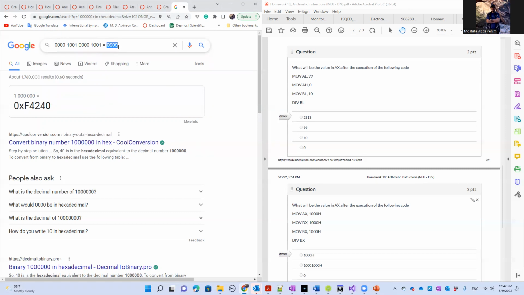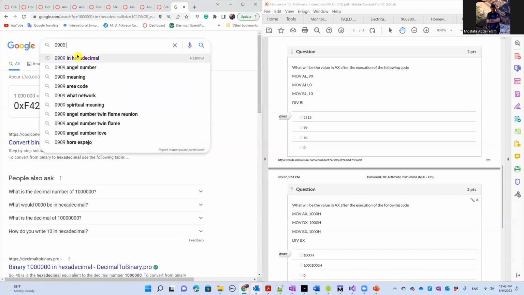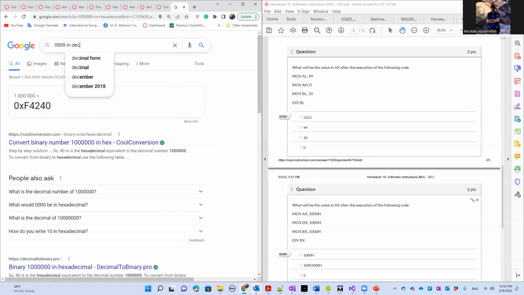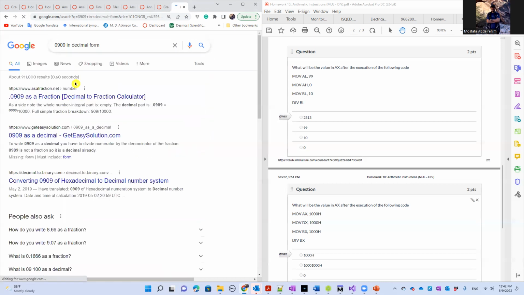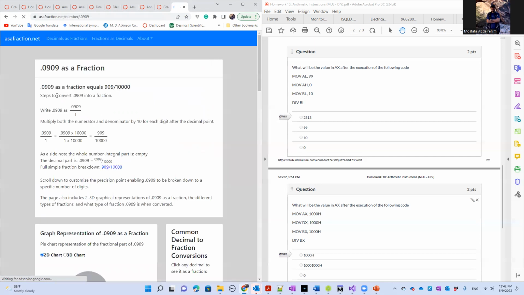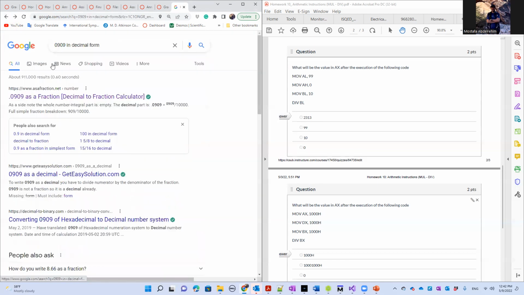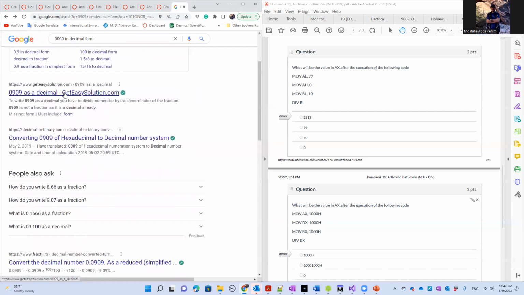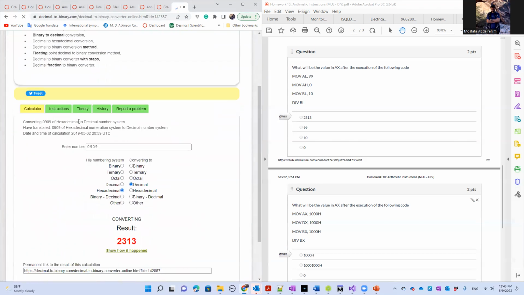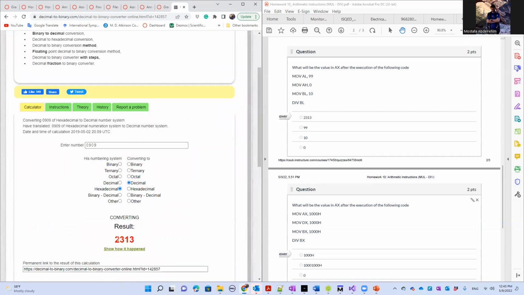So we just need to convert 0909 hexadecimal to decimal. So this is basically in decimal, other form. You can just use any website here. It's 2313, which is the answer here.